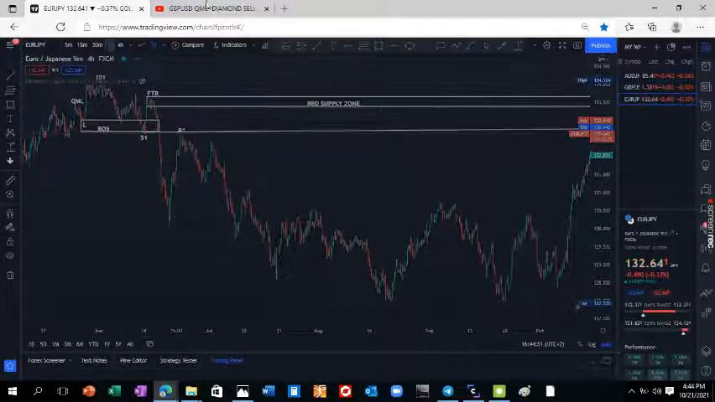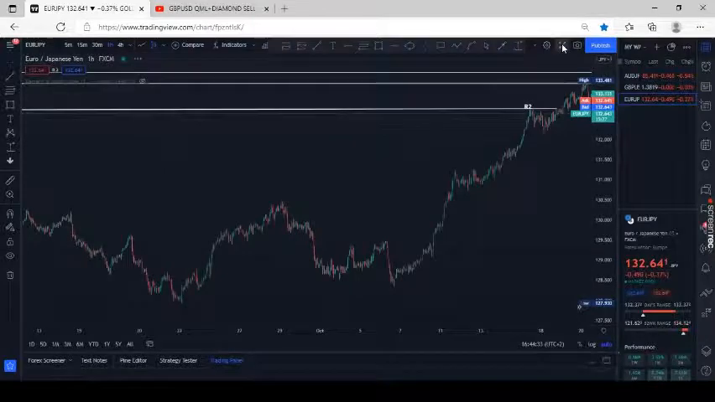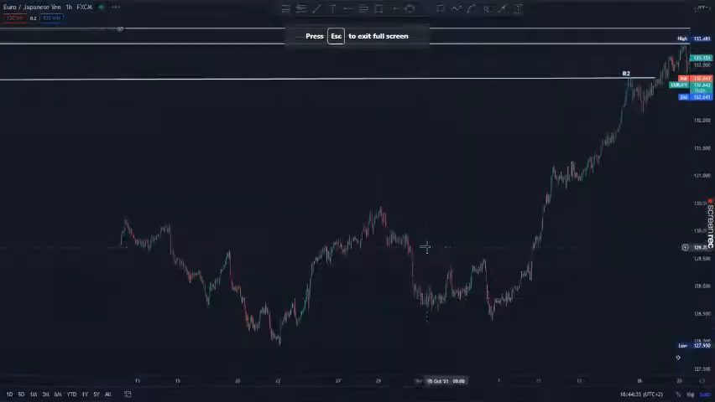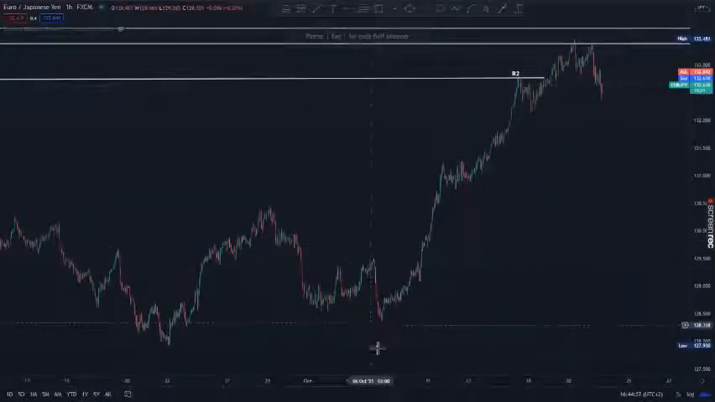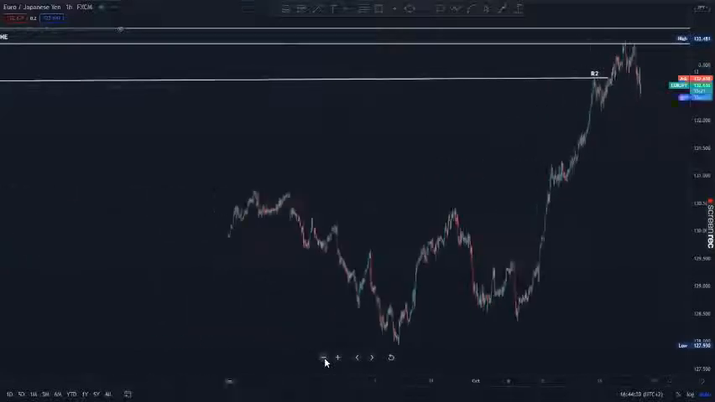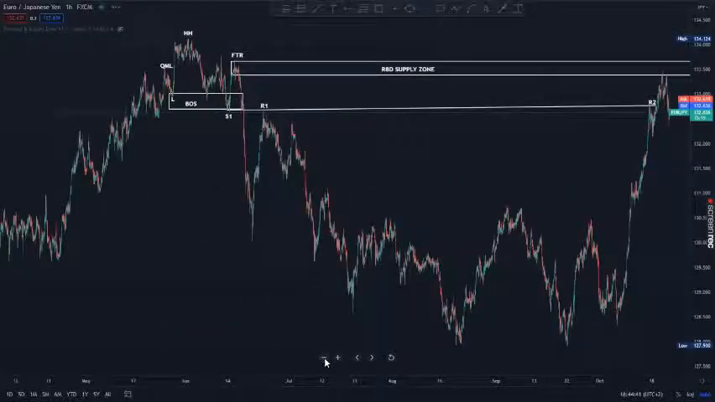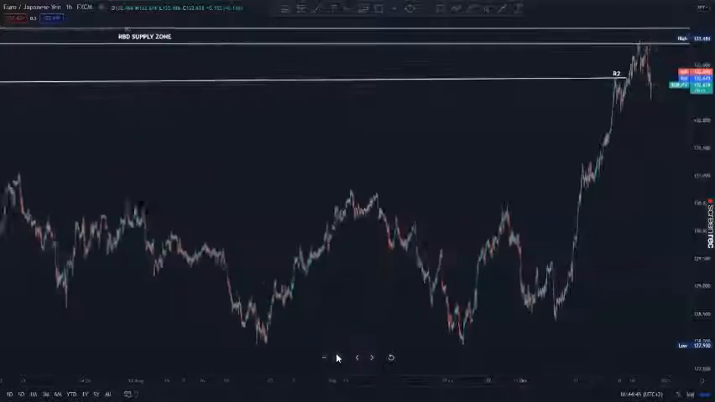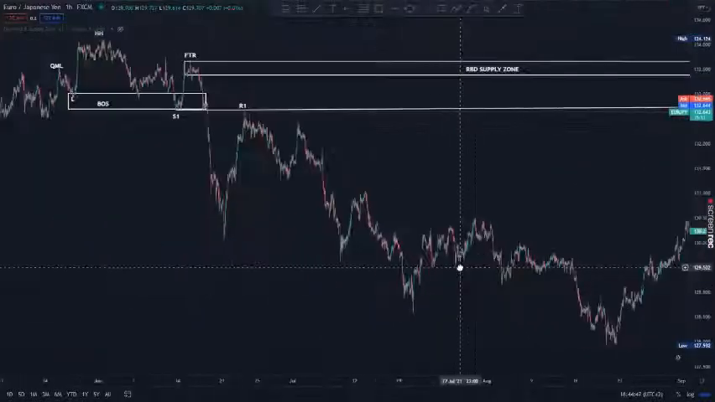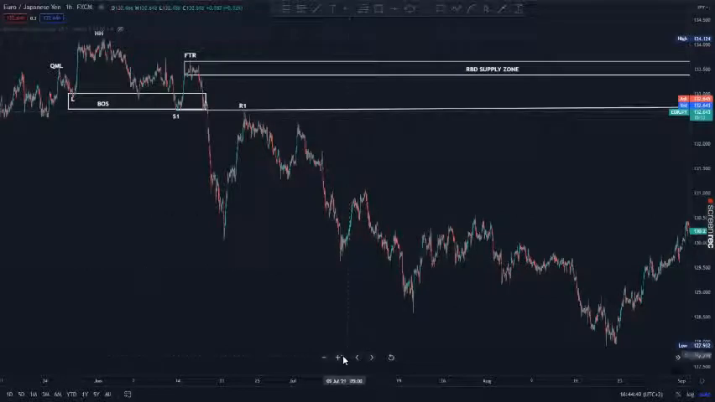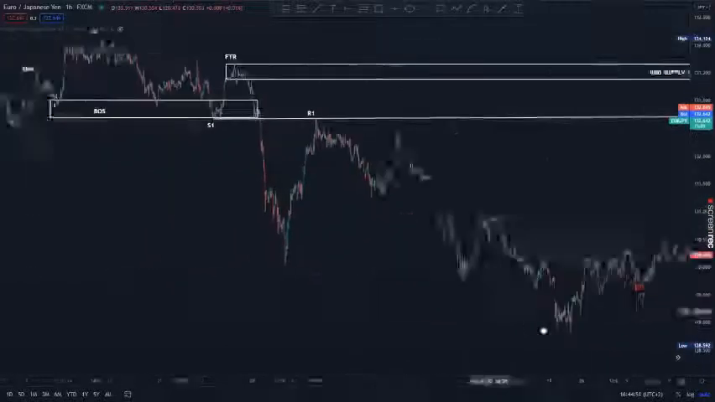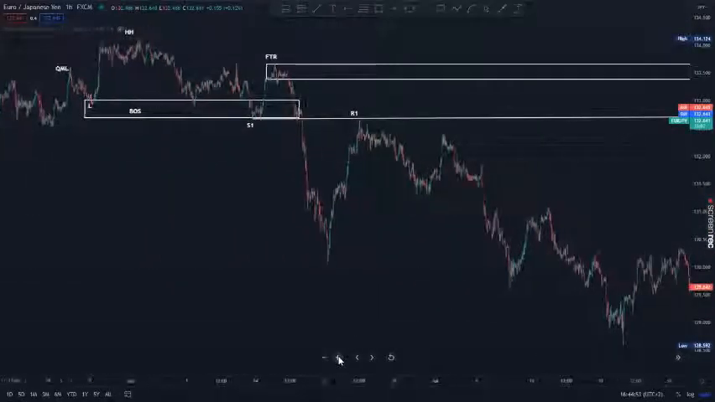If I drop to my 1 hour, you see what I'm talking about. It's very important for you to look for QMLs on the lower time frame. You actually realize that you have more confluence and you get in the trade early enough, instead of waiting to enter on a higher time frame, like the 4 hourly.